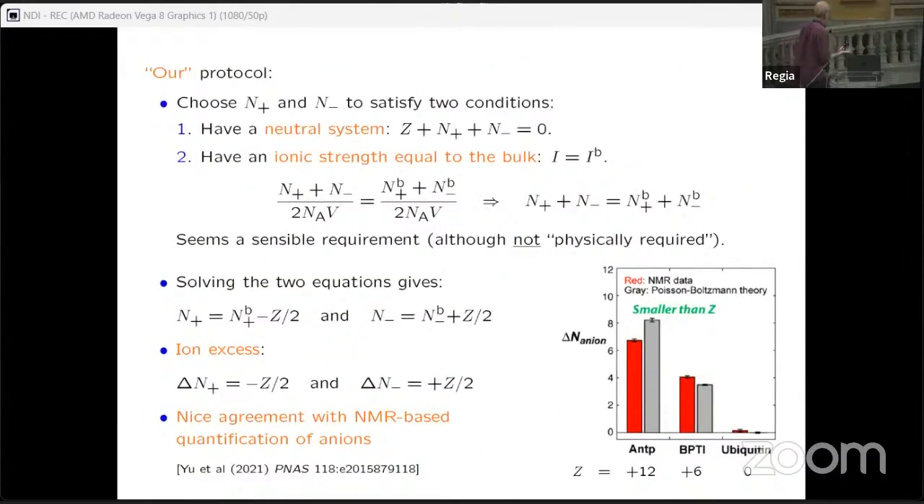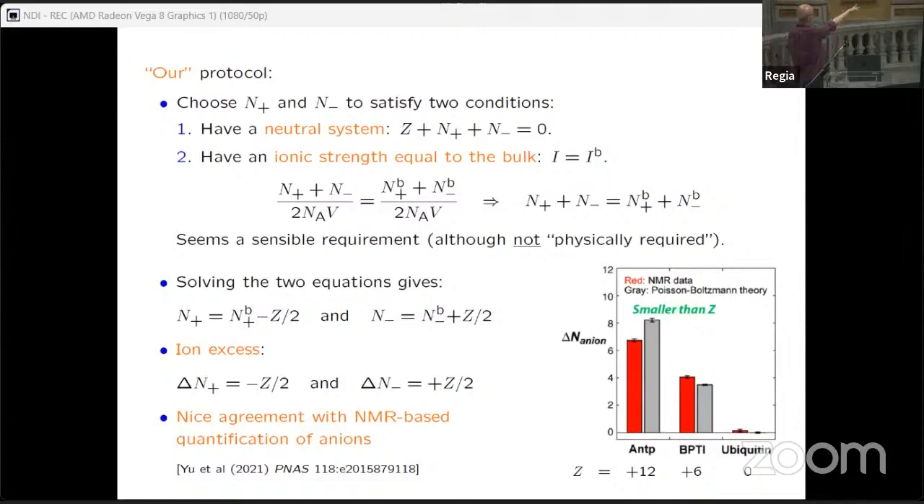The protocol that I have used before, just because it seems to make sense, but I must confess that I never gave too much importance to this. To me it seemed more or less sensible to say, okay, I want a neutral system, so I want the charge of the protein plus the number of cations minus the number of anions, sorry, there's a mistake there, I should have minus N minus, to be zero. I'm assuming one salt, sorry, I forgot to mention that. So to have a neutral system and also to have an ionic strength equal to the one in the bulk. This seems sensible, more or less, to me.